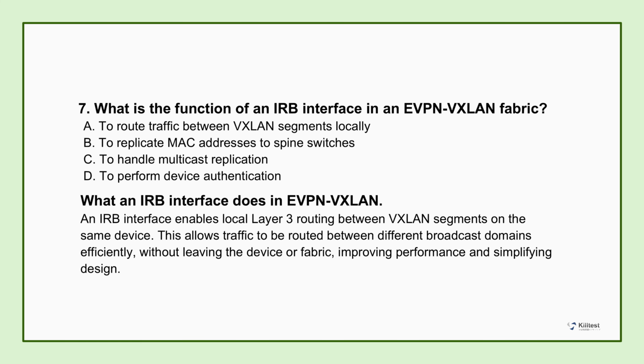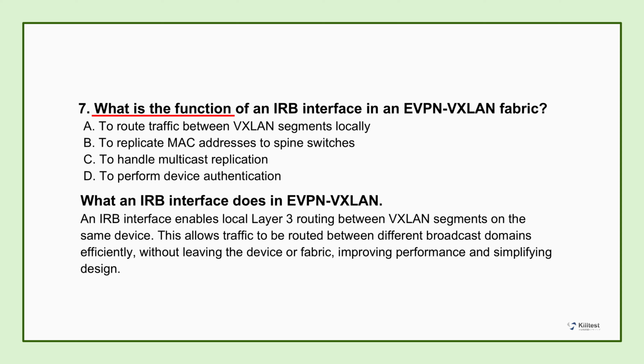Okay, let's dip back into EVPN VXLAN one more time. If you have different VXLAN segments, different VNIs, on the same switch or device, how do they talk to each other? For local routing, what's the role of an IRB interface there? The IRB interface, integrated routing and bridging. That's the key for local communication.